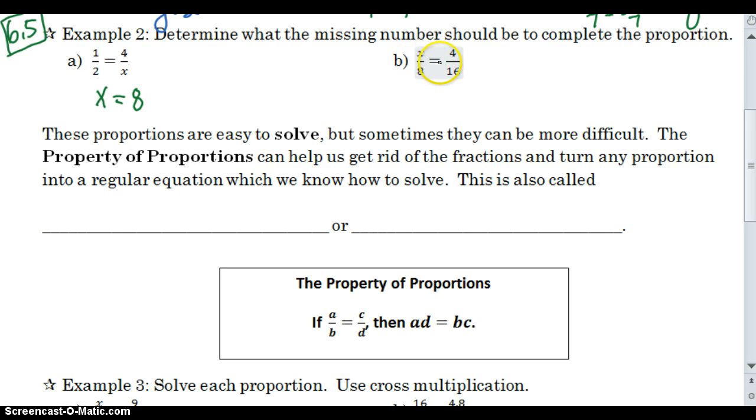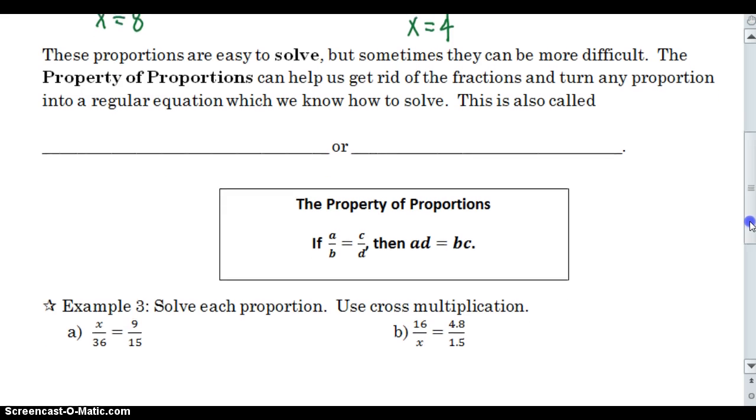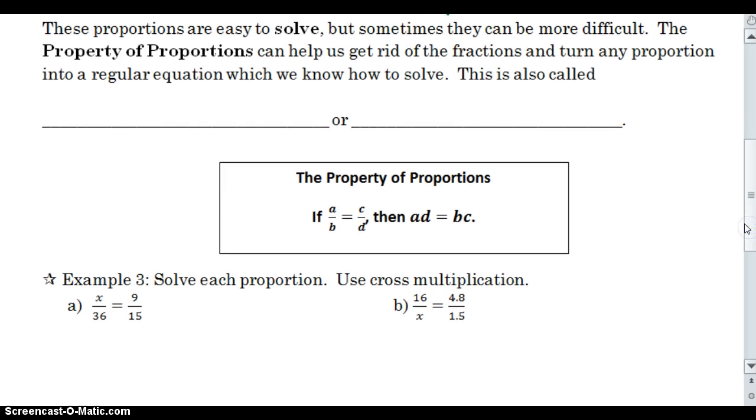X over 8 equals 4/16. Well, 4/16 simplifies down to 1/4. So what over 8 would also equal 1/4, and that's easy. X would be 4. So 1/4 is our constant ratio of what our proportions should equal. Now these are both easy. We could solve these almost in our heads, but they're going to get more difficult. And as they get more difficult, you're going to want to use the property of proportions.